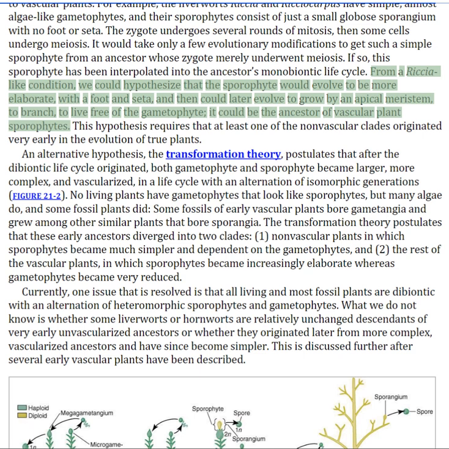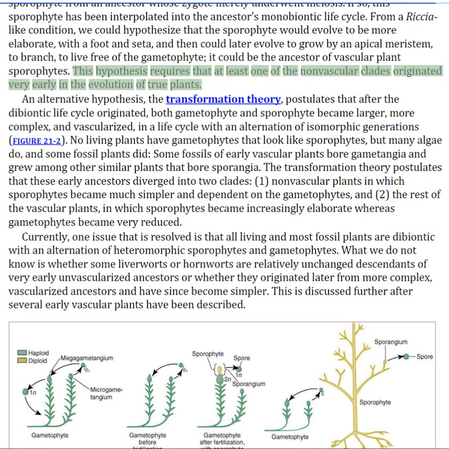From a Riccia-like condition, we could hypothesize that the sporophyte would evolve to be more elaborate, with a foot and seta, and then could later evolve to grow by an apical meristem, to branch, to live free of the gametophyte. It could be the ancestor of vascular plant sporophytes. This hypothesis requires that at least one of the non-vascular clades originated very early in the evolution of true plants.